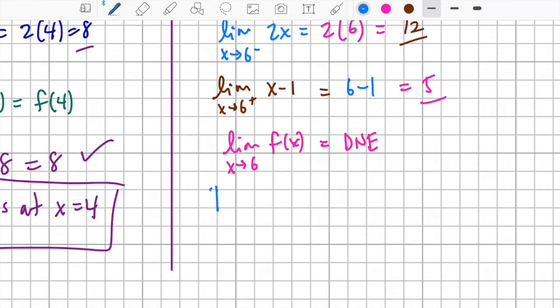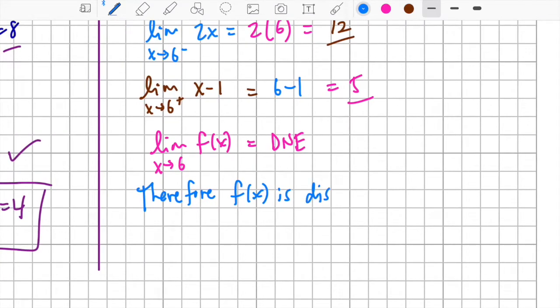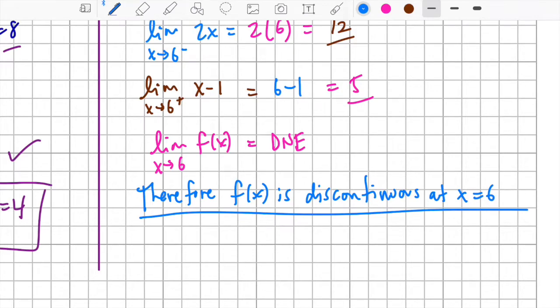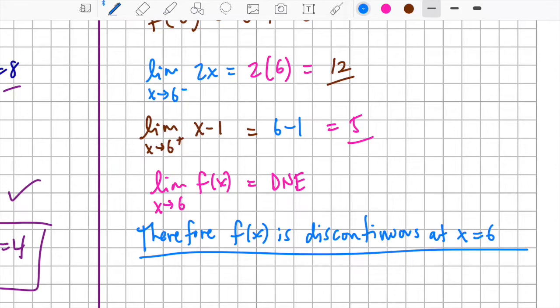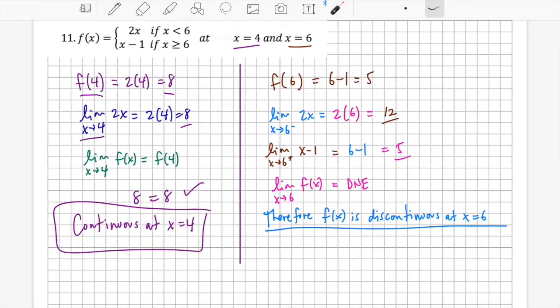So therefore, f of x is discontinuous at x equals 6. And the reason is because the limit does not exist at 6, because the one-sided limits are different.